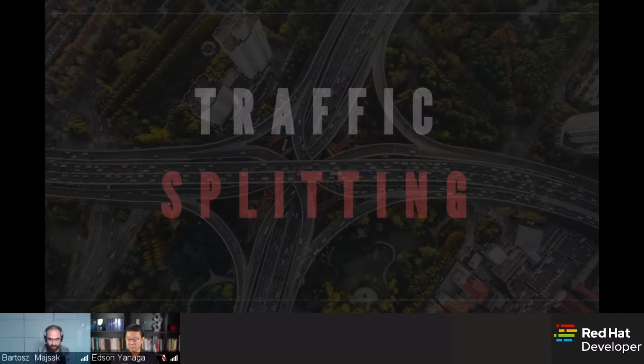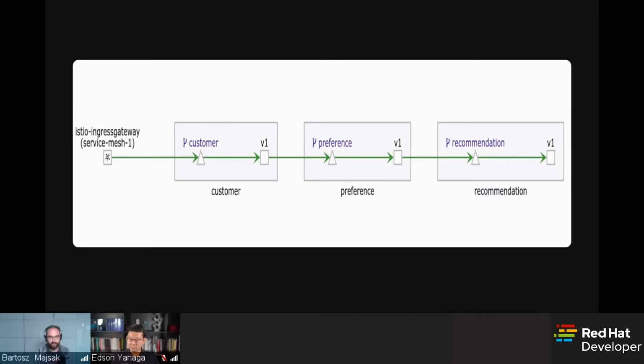So for the purposes of the demo, what we're gonna see is a tiny little, let's call it microservice application, which consists of 3 services. If you are familiar with Istio, that's somewhat similar to the Istio Bookinfo reference application. So we have 3 services. There is a customer which calls the preference, and the preference finds some recommendation.